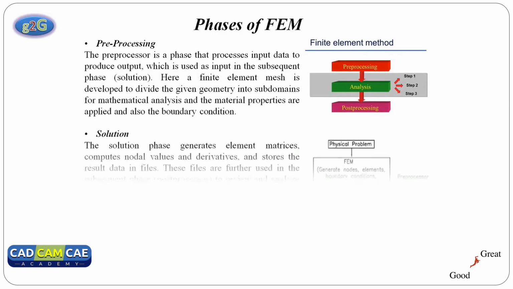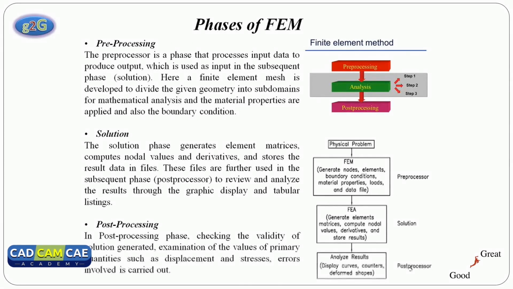The phases of FEM. There are basically three phases of FEM: pre-processing, solution and post-processing. These three phases are involved in any finite element analysis software. So what is pre-processing? The preprocessor is a phase that processes input data to produce output.